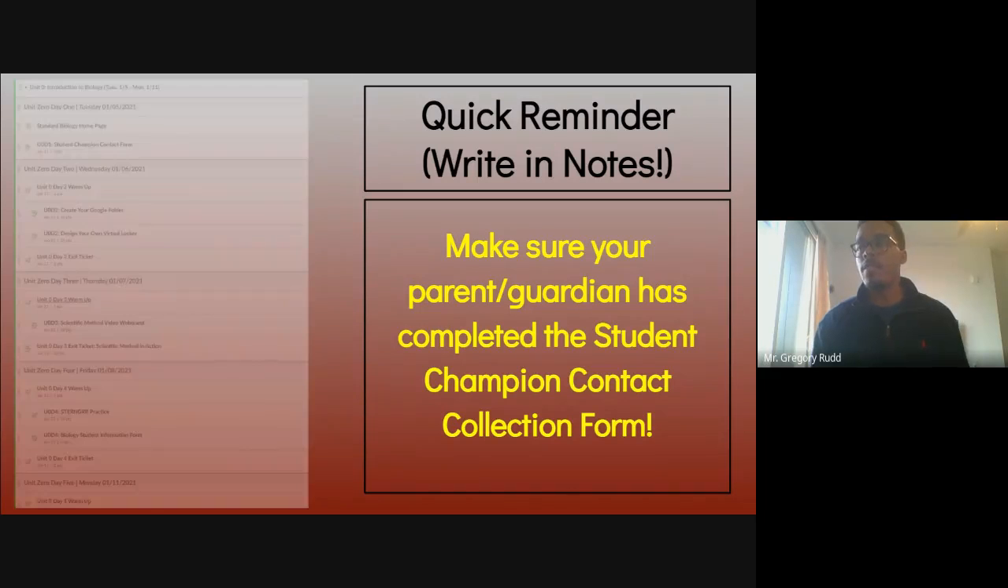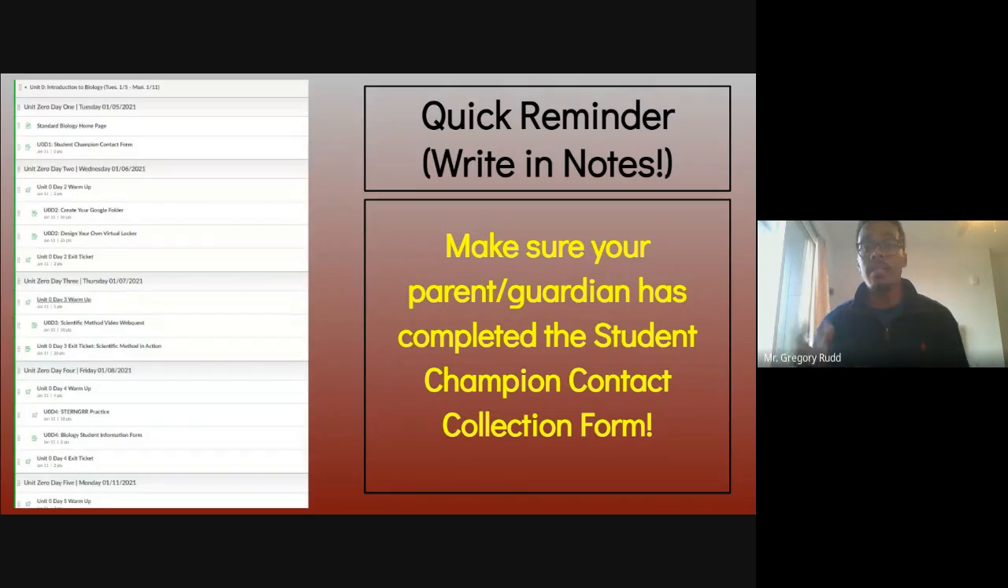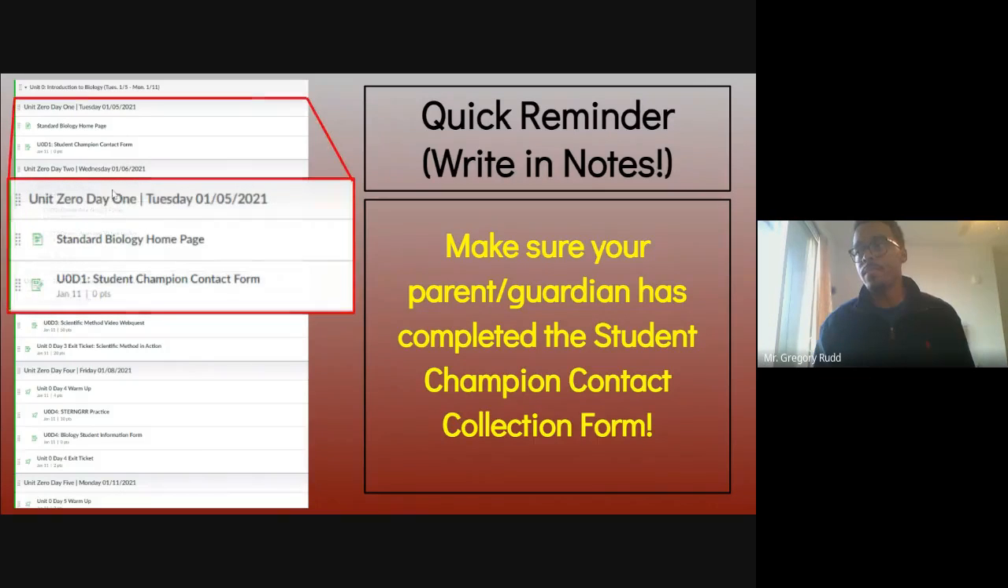You can find this form in a number of different places. I've linked it into PowerSchool. It's in Canvas. It's in our syllabus. But in Canvas, you can find it specifically in our Unit 0 module, and then it's under Unit 0 Day 1, and it's called the U0D3 Student Champion Contact Form.